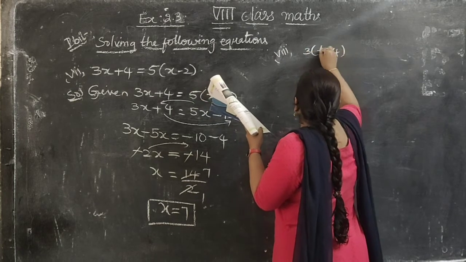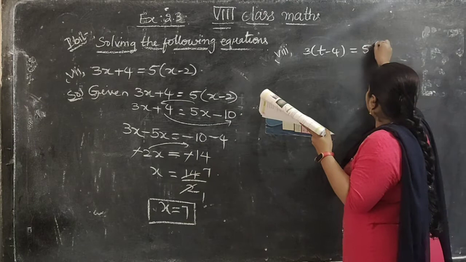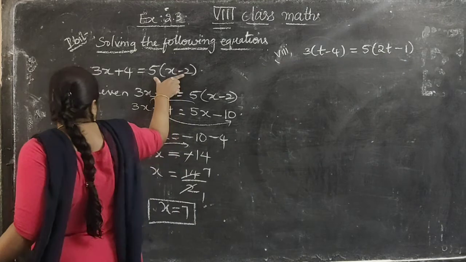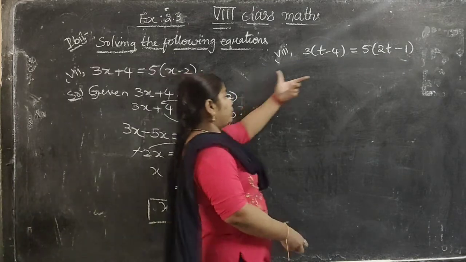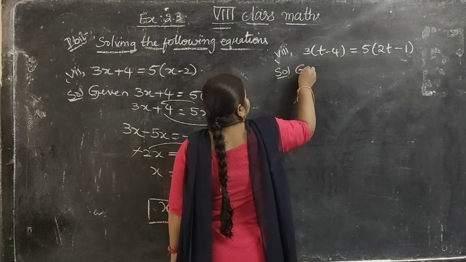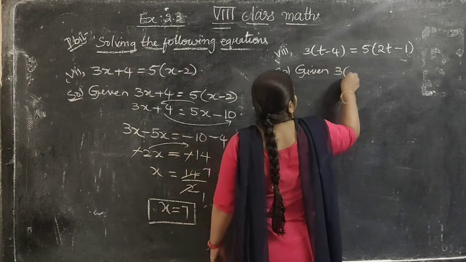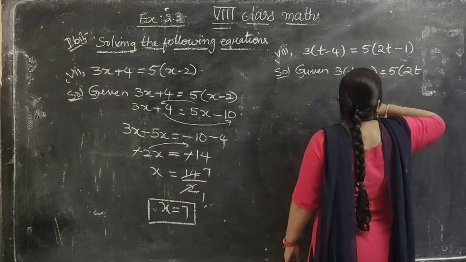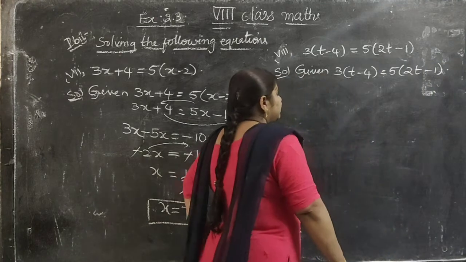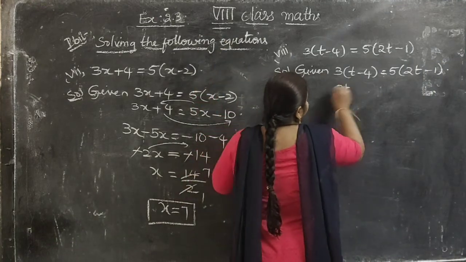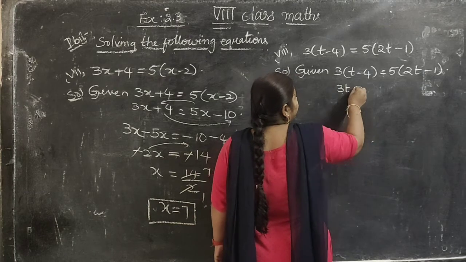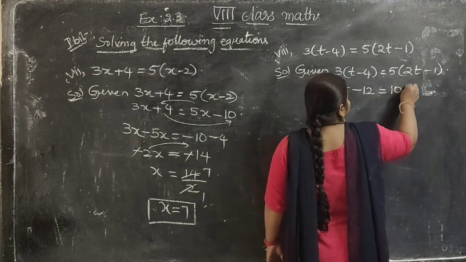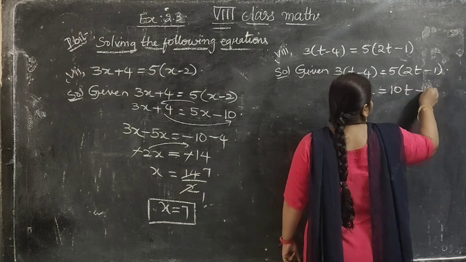3 into t minus 4 is equal to 5 into 2t minus 1. So in the same way how you multiply these terms, here also we have to multiply first. Given 3 into t minus 4 is equal to 5 into 2t minus 1. First multiply the terms here. 3 into t will be 3t, minus 3 4s are 12, is equal to 5 2s are 10t, minus 5 1s are 5.